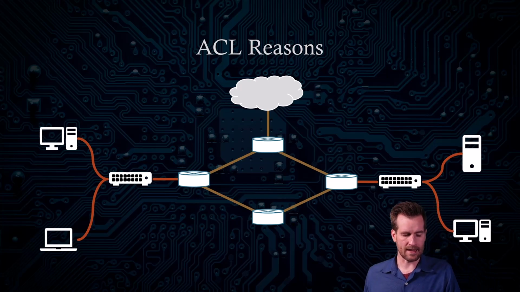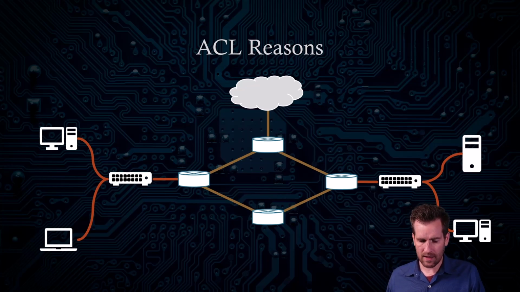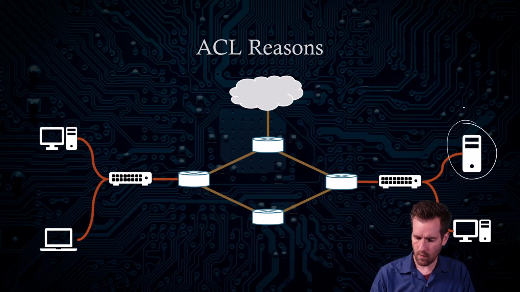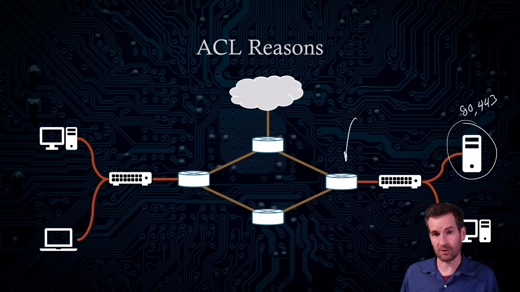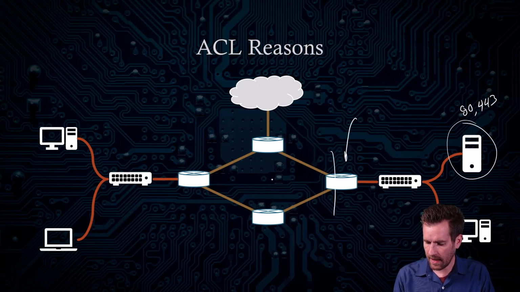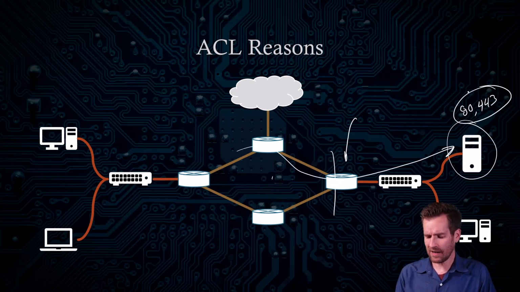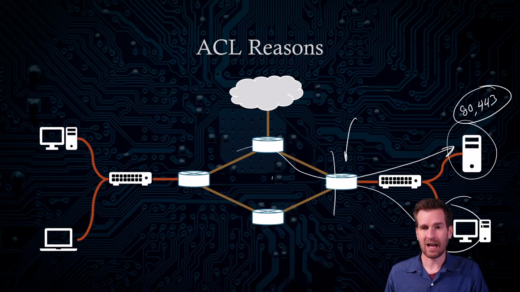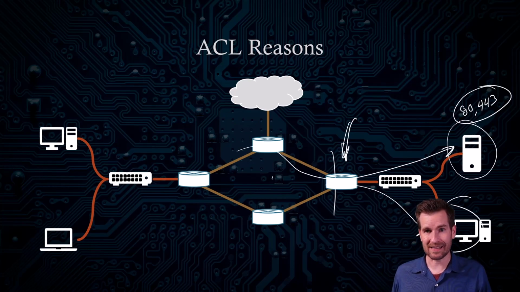But another reason is that we want to put ACLs in to limit certain traffic. So here is a network right here, and let's say this is a web server. And so we want ports 80 and 443 to be open to this web server. So perhaps we're putting an ACL on this for security purposes, so that people can get to ports 80 and 443, but aren't able to get to other resources on this network that we don't want them to get to. So that is one of the reasons. So we put it on this device right here for security purposes.